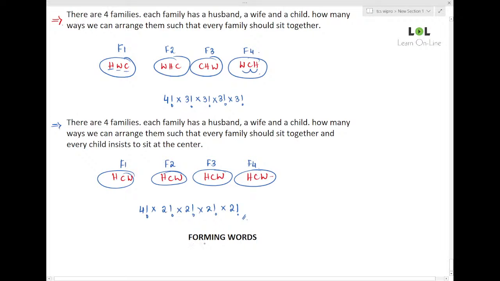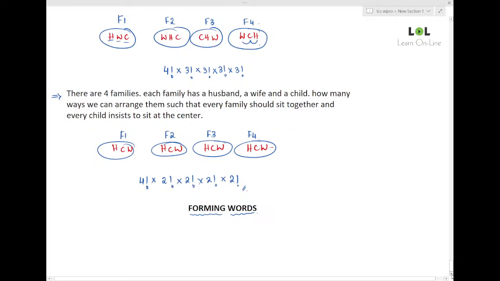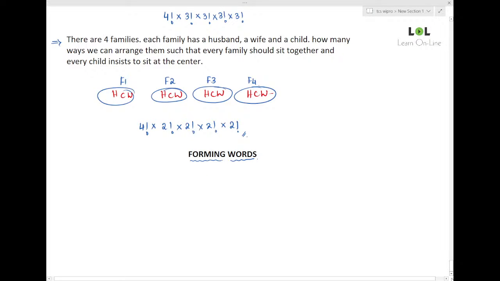Forming words will be the last topic in permutation and combination. That will be our 6th session. Tomorrow we will finish off permutation and combination. So Monday onwards we will start a brand new concept.